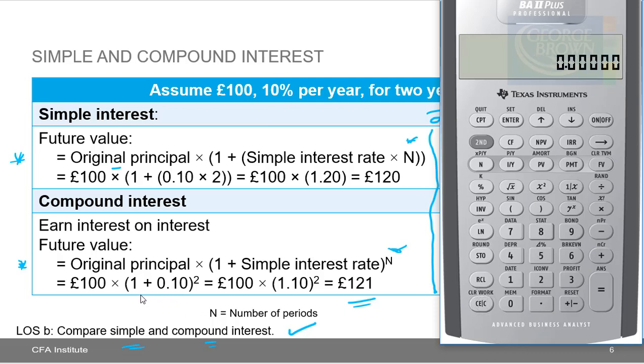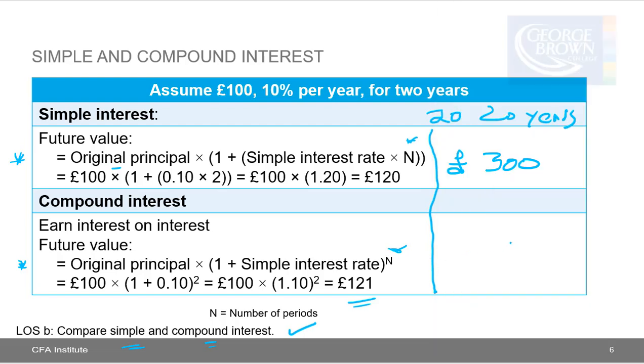So it's 1 plus 10%, but it's going to be to the power of 20. So it's 1 plus 0.1, or 10%, but now to the power of 20 years. And we're going to multiply that by our original principal of £100. And you can see that we're getting, if we round it up, £673.